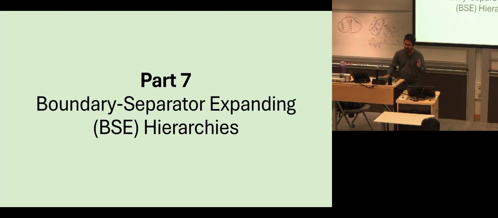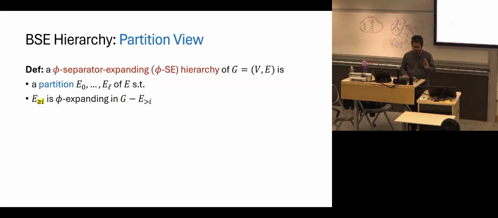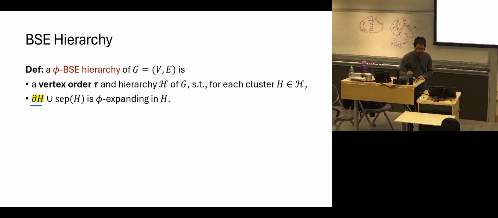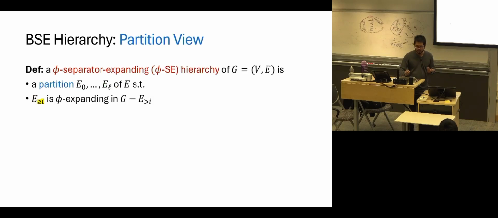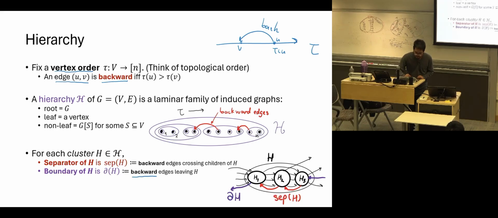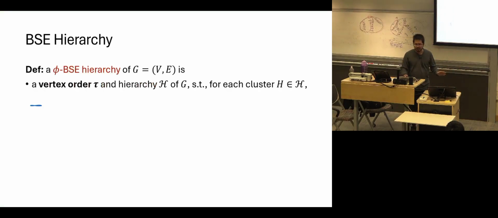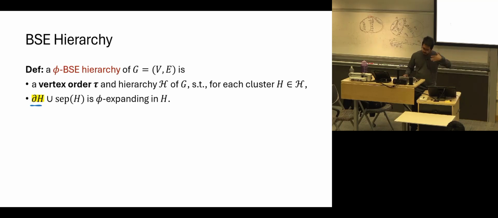Lastly, you can also justify the BSE hierarchy in a similar way, but now the boundary is expanding too. In the partition view, instead of E_i is expanding, you can say that it's going to be E at least i is expanding. So we define the boundary of a cluster also using the tau? Yeah. Boundary is just the backward edges leaving H. So we can define this in a natural way. I will not go over this. It's just an extension of that.